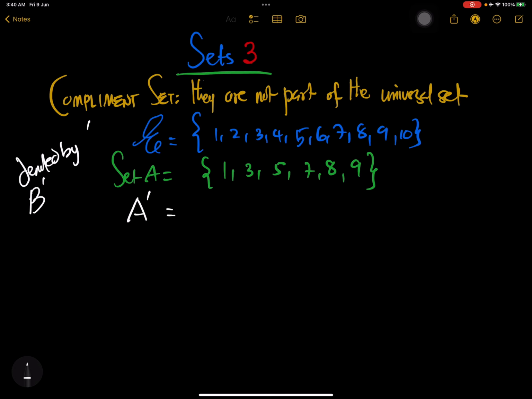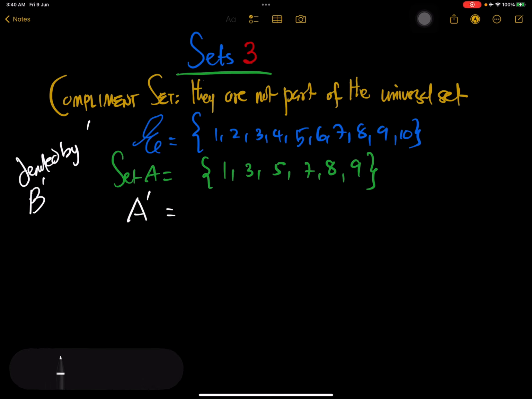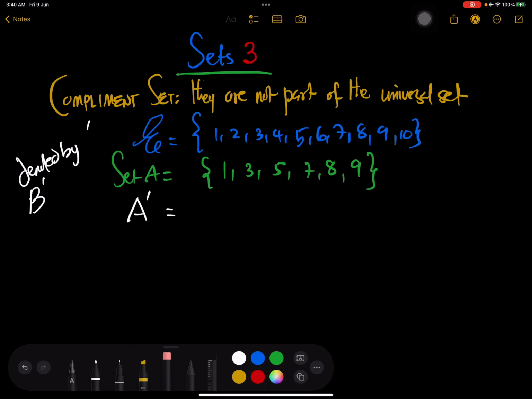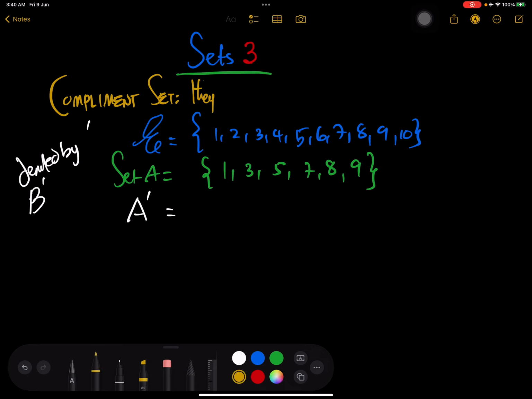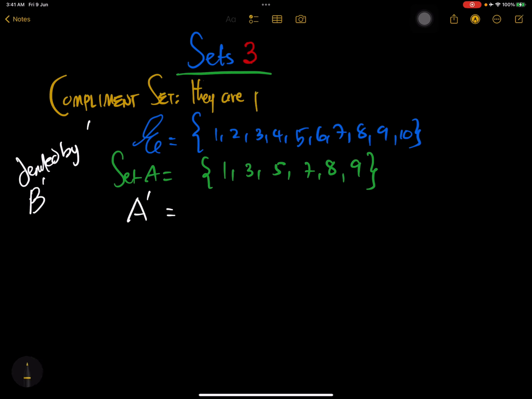So I would like to change that definition a little bit. Sorry about that. Complement set, they are members that are in the universal set, but they are not part of that set. So let me tweak that a little bit. The complement set are members that are part of the universal set and not that set. They are part of the universal set and not the set in question.